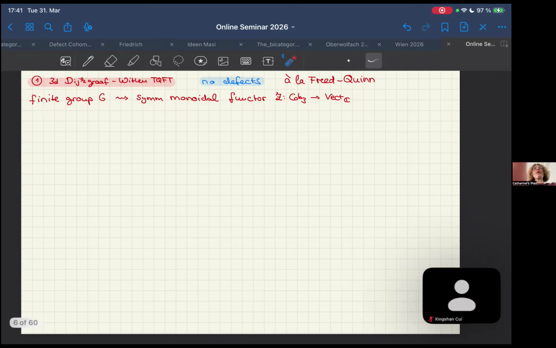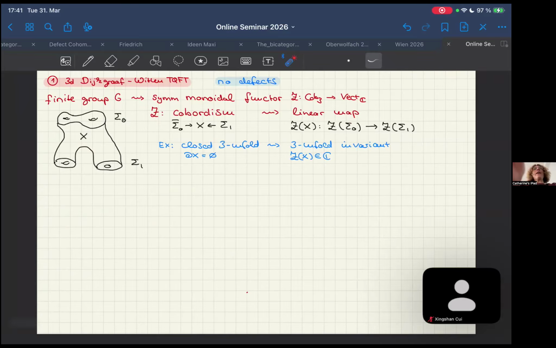Okay, how does this work concretely? Such a functor, a symmetric monoidal functor, must assign to a cobordism a linear map between two vector spaces assigned to the boundary. So here X is the cobordism. We have two-dimensional manifolds as boundaries. We get a linear map assigned to the cobordism from the vector space for one of them to the vector space of the other. And if the manifold X is closed, has no boundary, this is just a map from the complex numbers to the complex numbers. So it's a complex number itself, and then you get a manifold invariant.